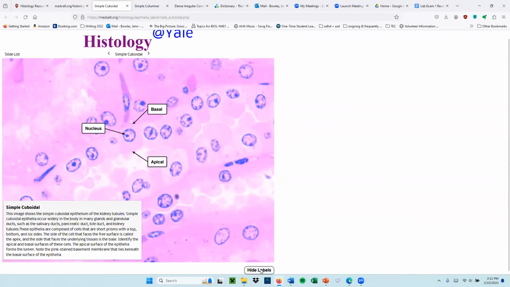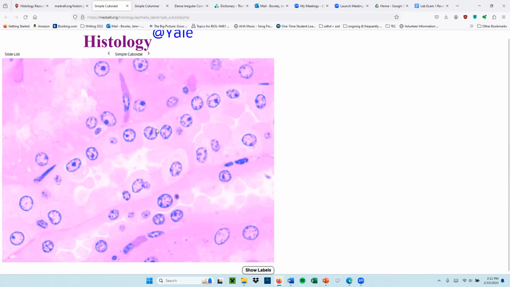So this is a really nice example of our simple cuboidal epithelium. But if you don't know what to look for, this whole slide is bewildering. We've got this stuff over here, which might be connective tissue. We've got other passageways here. So it's like, what do you even focus on?